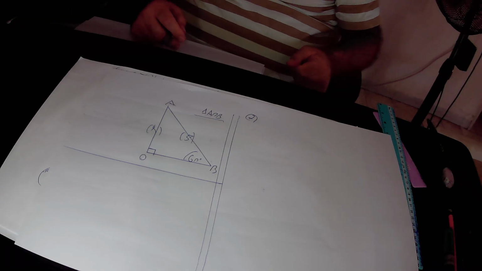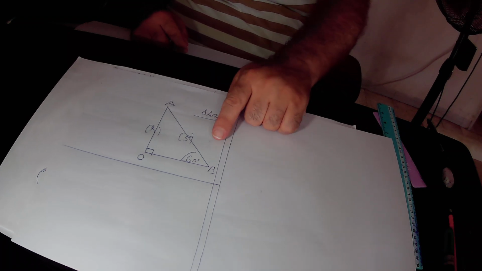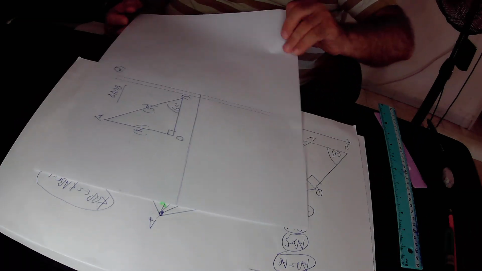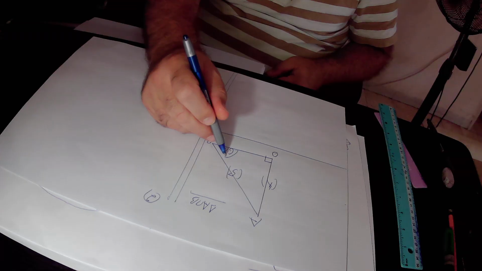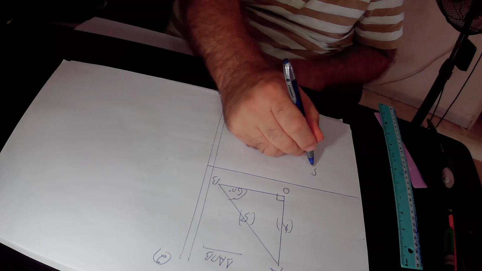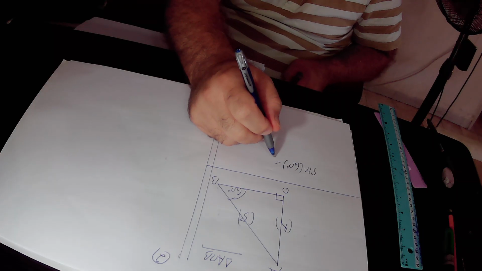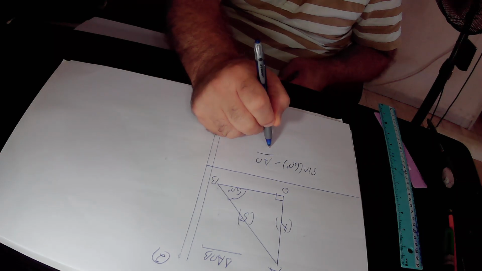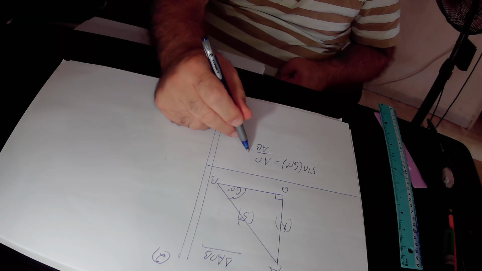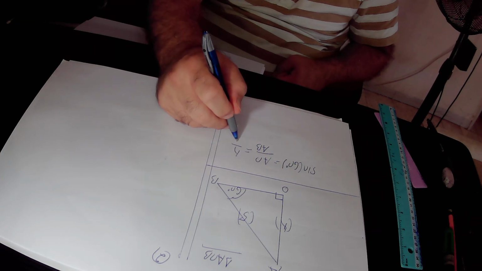In this right triangle AOB, sine 60 degrees equals AO over AB. So I write it down: sine 60 degrees equals AO over AB. AO equals H according to our definition, and AB equals 5 units in its length according to what is given in the question.